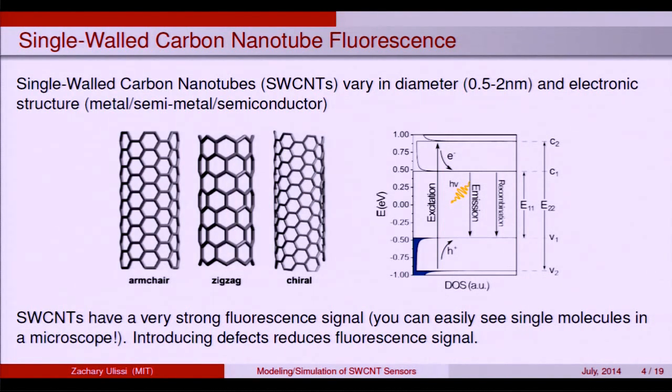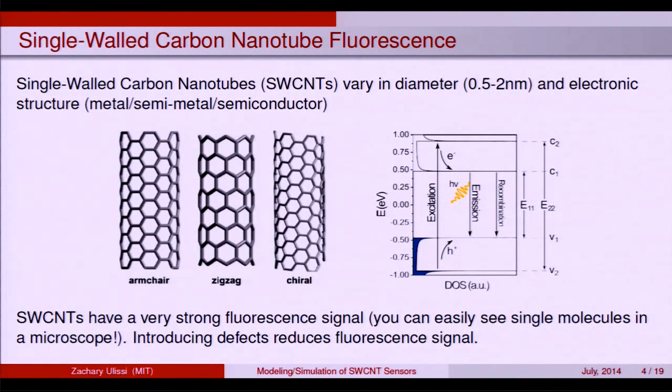And at that point, if the electron and hole recombine, then you can get emission with light coming out. Or if there are defects on the surface or other pathways, you can have recombination without emission. And so there's a very strong fluorescence signal. We can see individual molecules in a microscope. This lends to single molecule studies. And if you have defects on the surface, you can reduce this fluorescence intensity.